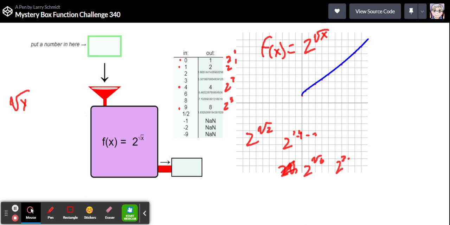Well, how did that go for you? I think that was super difficult. Were you thinking square root? Were you thinking exponential?